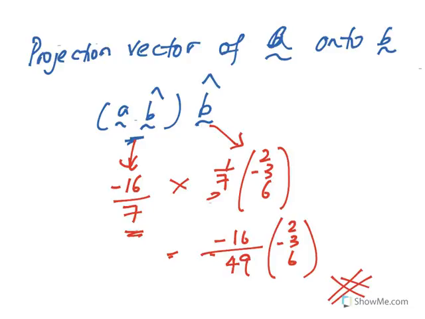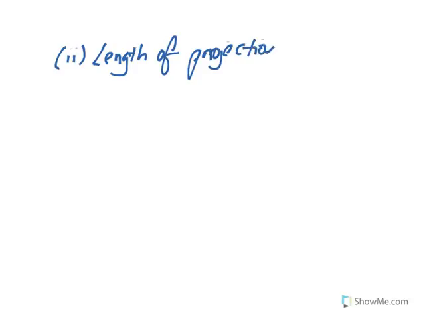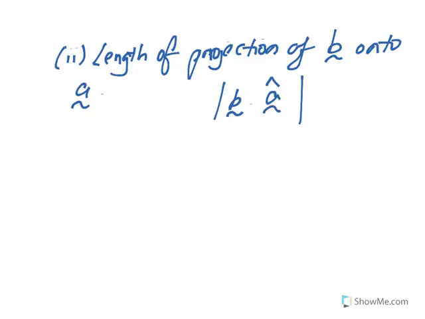Okay, and the last one I'm just going to let you try by yourself. The length of projection of B onto A. The formula I'm going to use is just B dot A hat. I hope you can do it by yourself. If all goes well, your answer should give you 16/3.